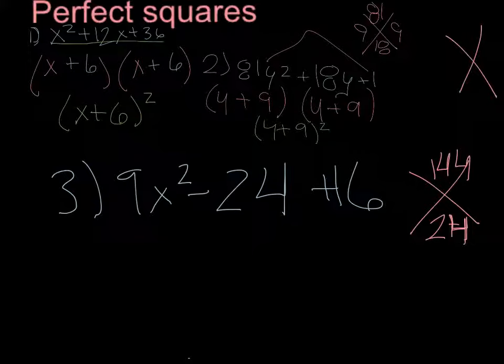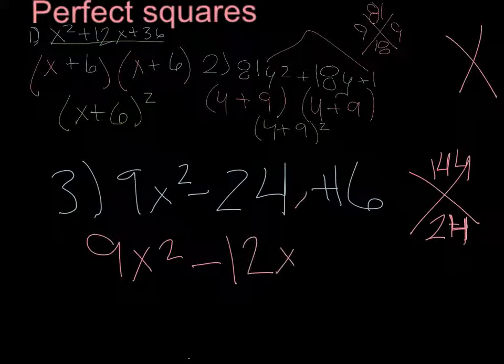Now our new equation is 9x squared minus 12x. Sorry, there shall be an x there. Minus 12x plus 16.